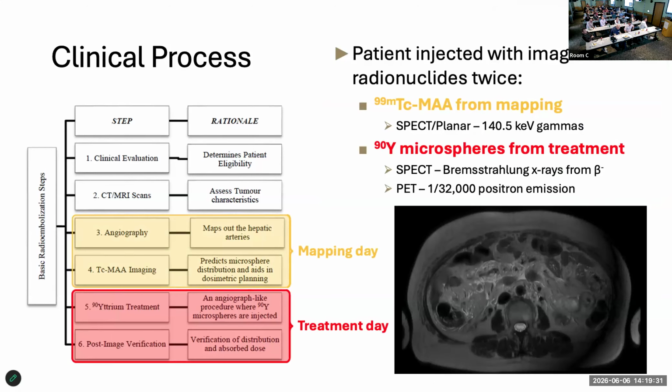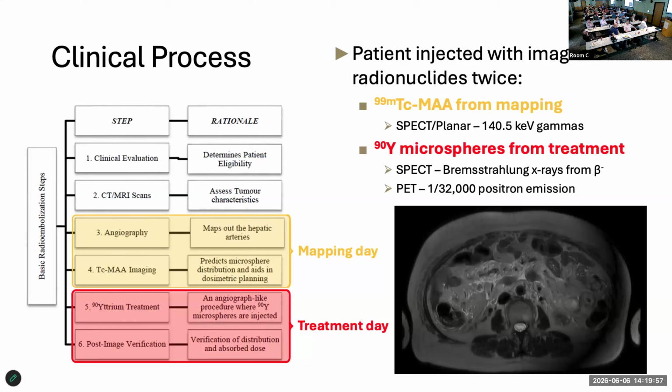Fortunately, in the Y90 process, a patient is injected with imageable radionuclides twice. First, during the mapping. So during the mapping with that technetium, we actually obtain a SPECT CT as well as a whole body planar, both for the lung shunt fraction, but also so we can do treatment planning. Tech MAA is not a perfect substitute for Y90 in many, many ways, but it allows us to have an idea of kind of what some of our uptake in our tumors is.